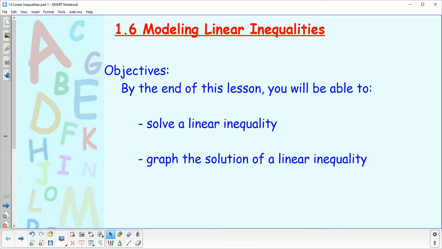Okay, Common Core Algebra 2, today we are going to look at linear inequalities. We're going to break 1.6 into two parts. So today is going to be part 1, and we're going to look at linear inequalities, how to solve them, and then how to graph that solution. Today they're going to be a little more simple. Next video we'll talk about what are called compound inequalities.